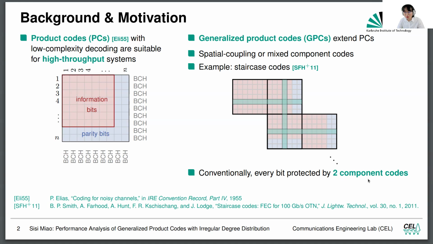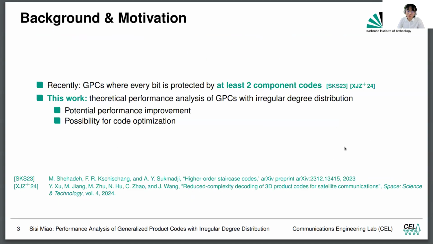Conventionally, we only consider the regular case where every bit is protected by exactly two component codes, as in this product code or in the staircase code. Recently, some works are devoted to looking at the irregular case, where we allow a bit to be protected by an arbitrary amount of component codes, as long as the number is bigger than or equal to 2, so that we have iterative decoding. You can actually think that by optimizing such a structure, we should be able to further improve the performance.